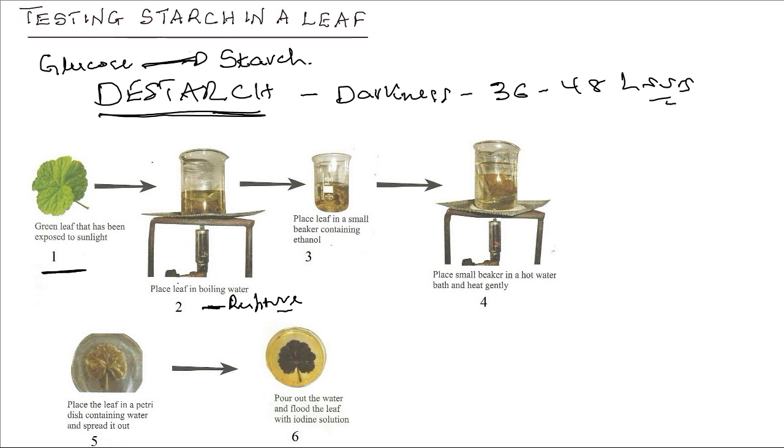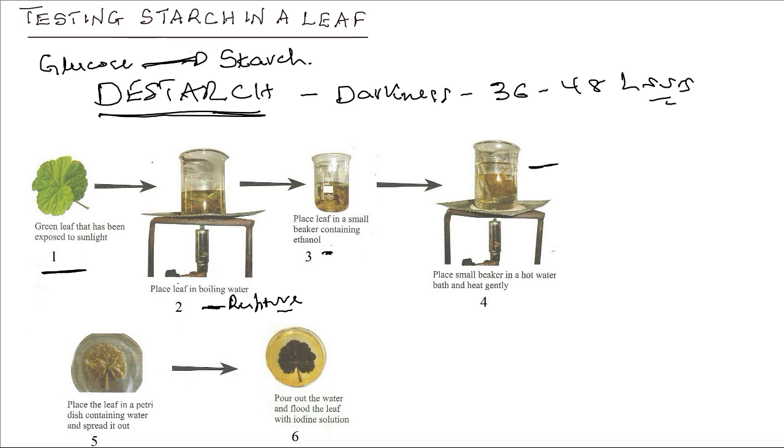Then, in the next step, the leaf is placed in either a beaker or a boiling tube containing ethanol. Ethanol is an organic solvent commonly used to extract chlorophyll molecules from the leaf. After placing the leaf in the beaker or boiling tube containing ethanol, it is then transferred to a larger beaker containing hot water.